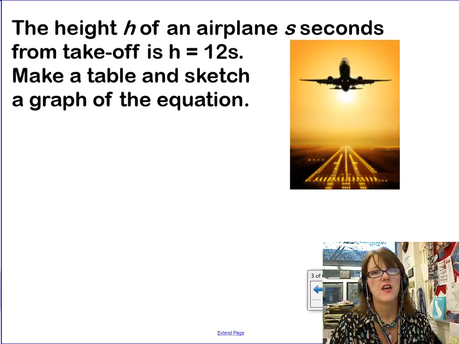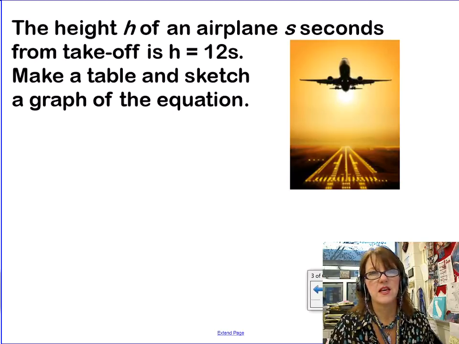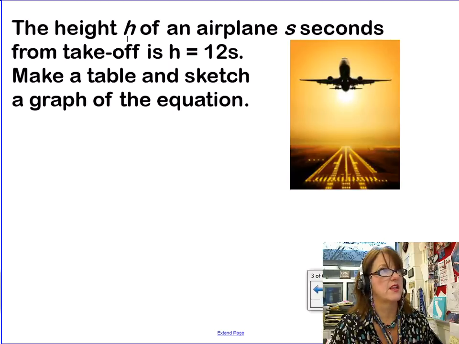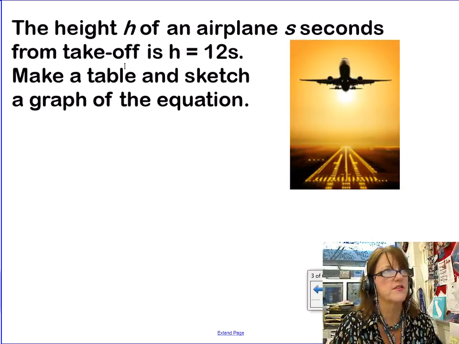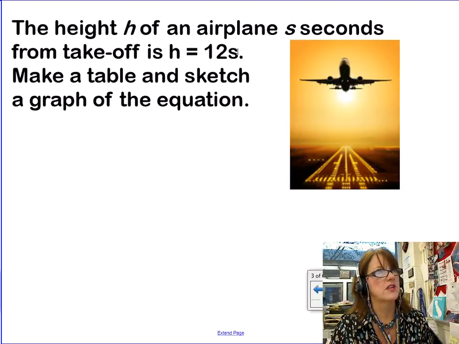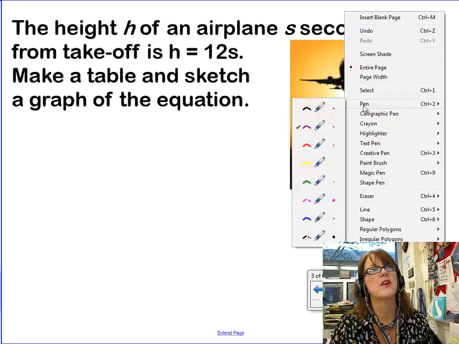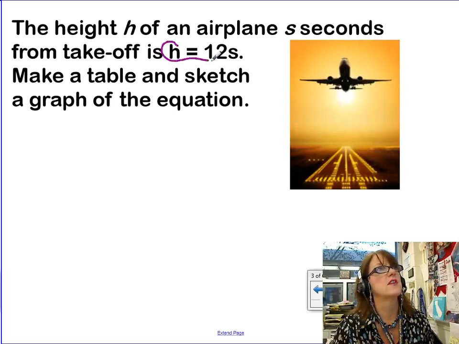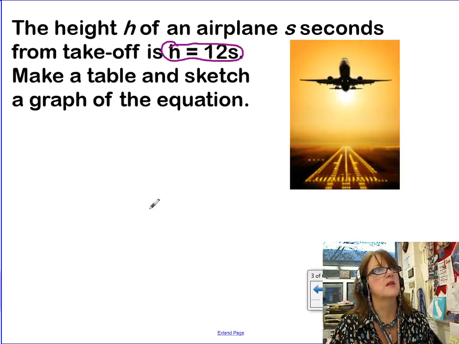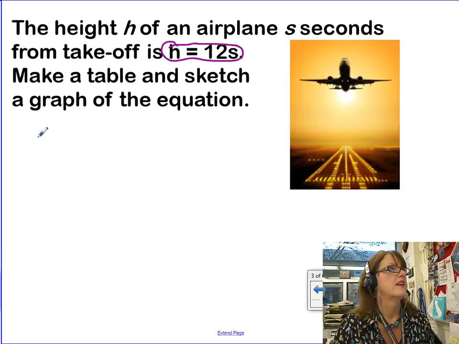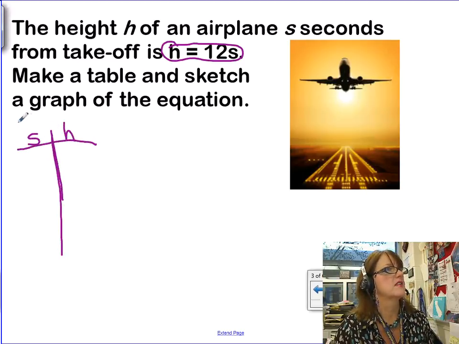All right, here's an example. It says that the height of an airplane is represented by h. So the height h of an airplane, s seconds from takeoff, I kind of like that they're using obvious variables here, is h equals 12s. All right, so right now they are giving us the equation. It says make a table and sketch a graph. So notice that s is going to be your input because this is seconds.